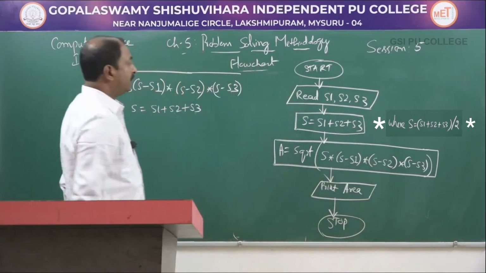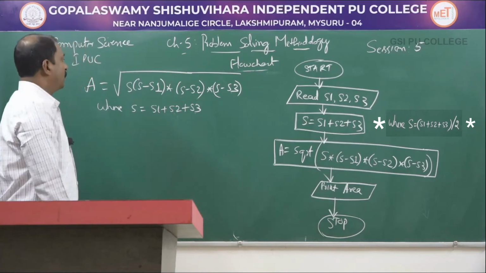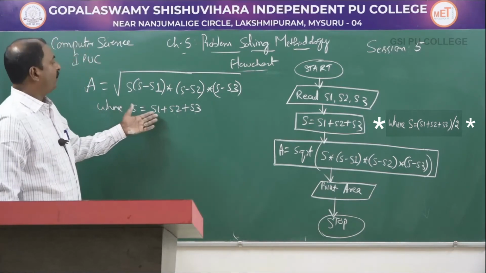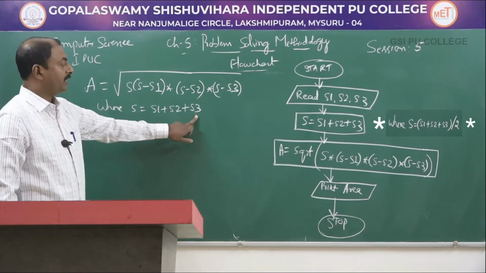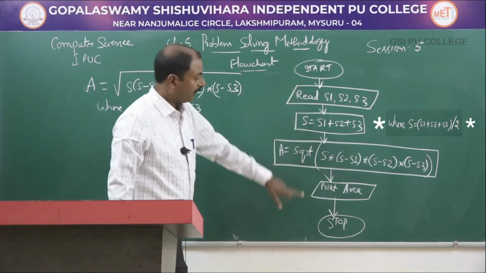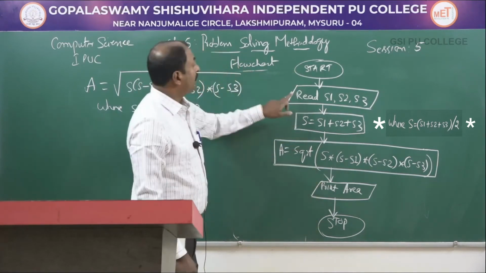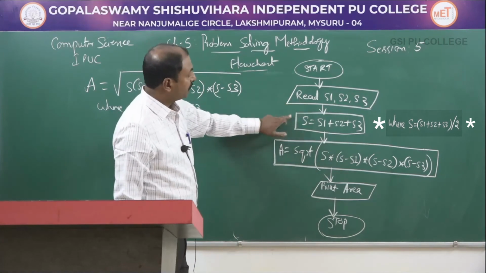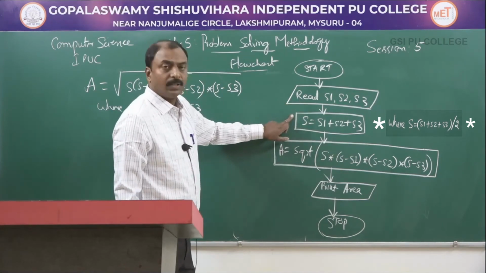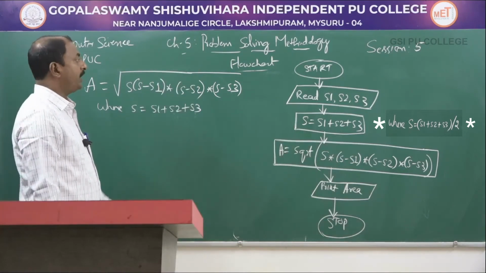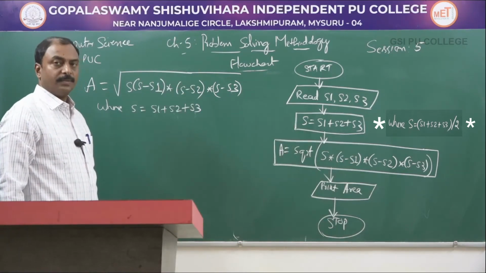Okay, students, this is a flow chart to find area of a triangle where values of S1, S2 and S3 are given. Starting algorithm with oval, ending with oval shape, input and output within this parallelogram, and processing is within this rectangle. This is a flow chart to find area of a triangle.